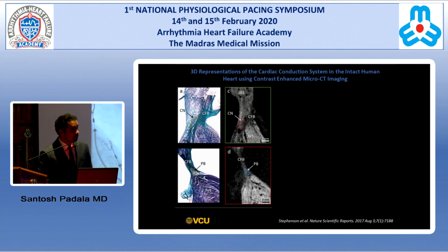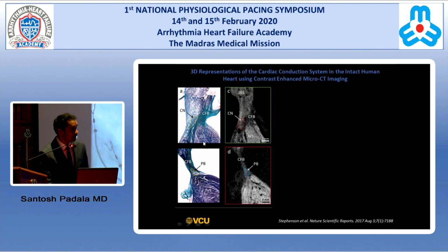This was a publication from Nature. It's actually very beautiful in that in this publication, they were able to map the entire cardiac conduction system using high-resolution, contrast-enhanced micro-CT imaging. The spatial resolution was incredible. They were able to look at a single cardiac myocyte. By doing that, they were able to delineate the entire cardiac conduction system. So these are some of the images from that publication.